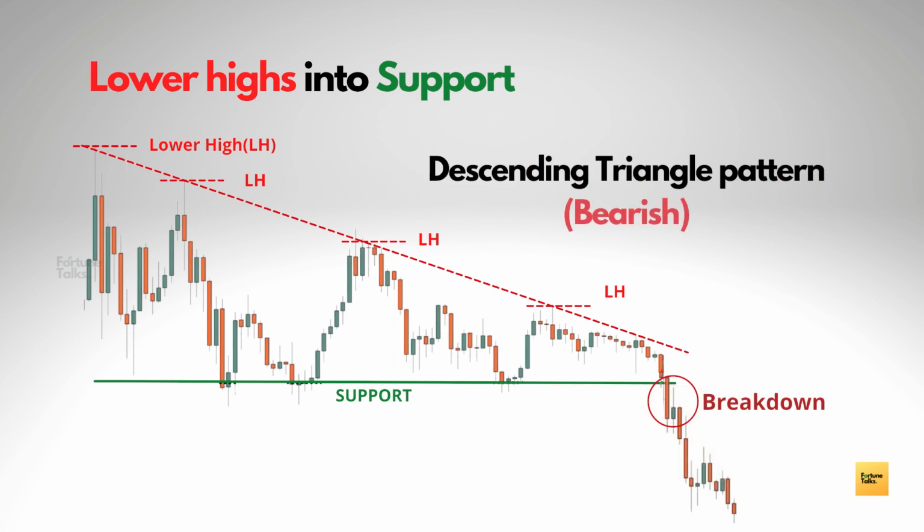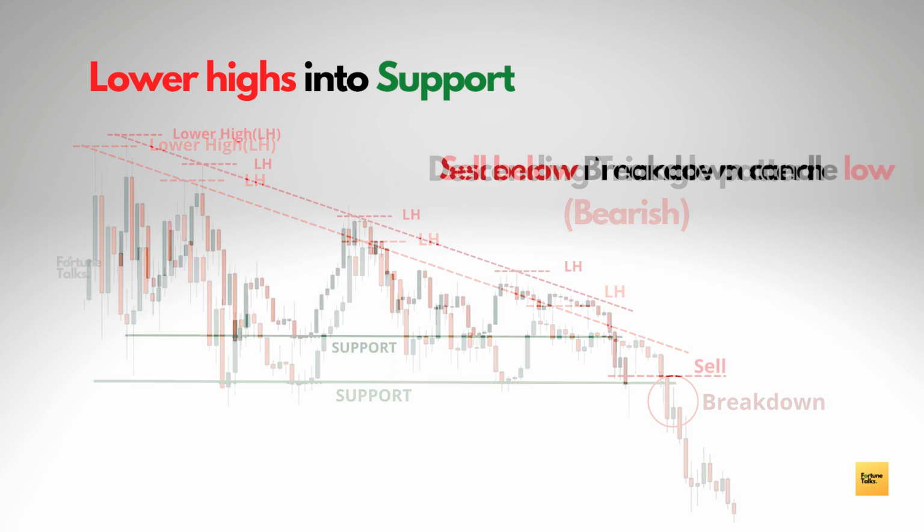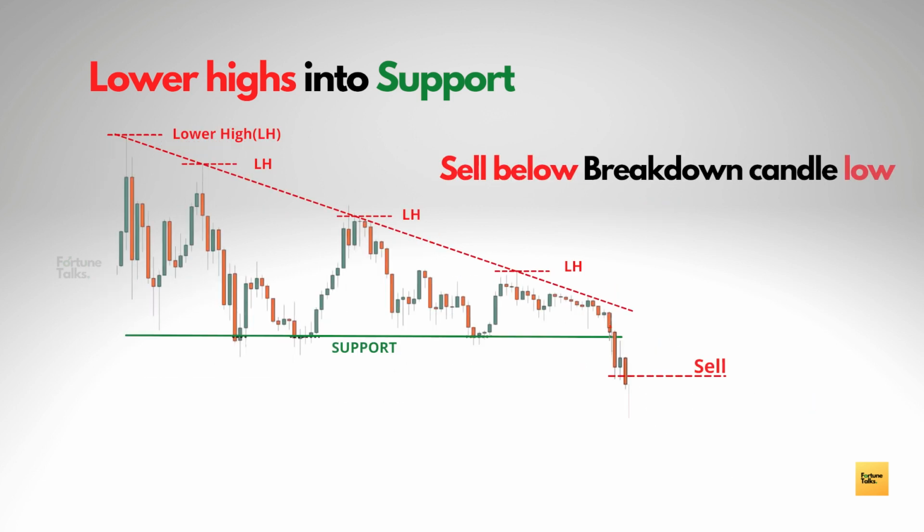And you might be familiar with this chart pattern called the descending triangle. So if you spot such a pattern in the market, it means that the market could break down lower. In this case, we should initiate a short trade below the breakdown candle low after the candle closes below the support level, just for confirmation.